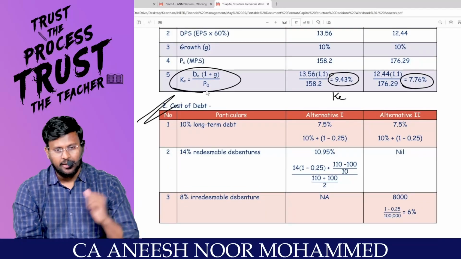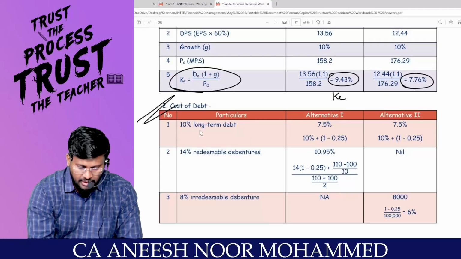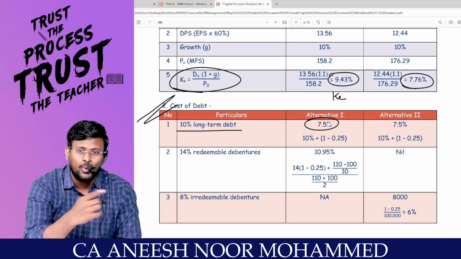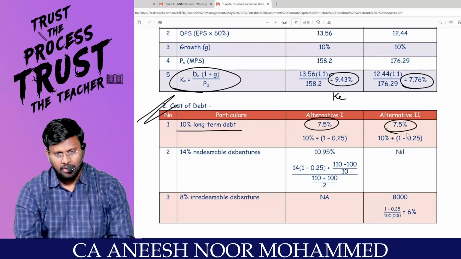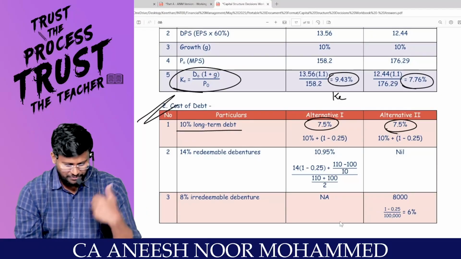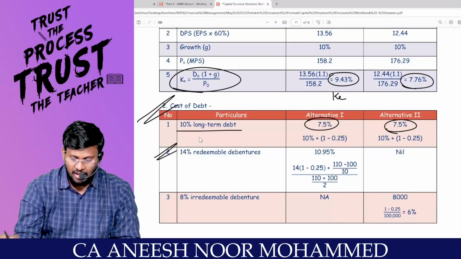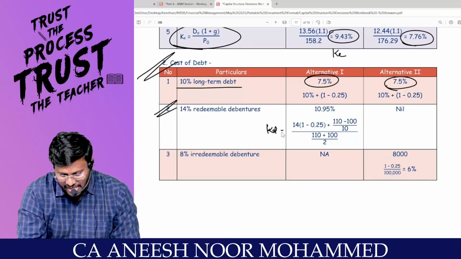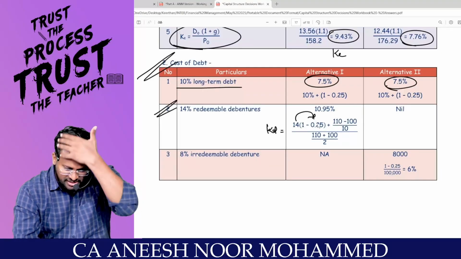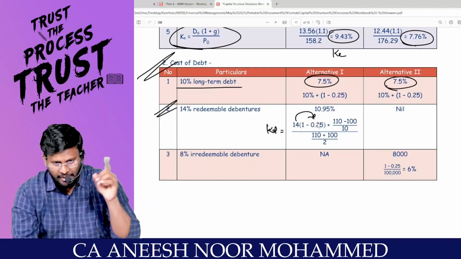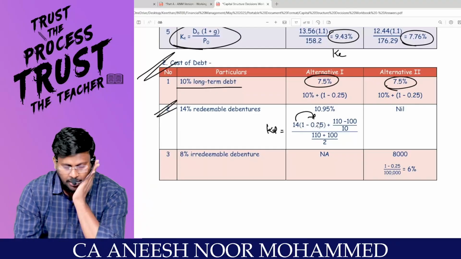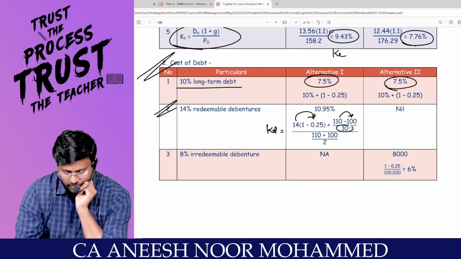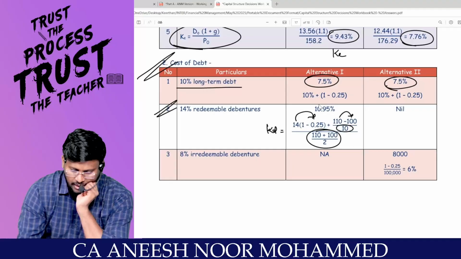Finally, I have to finalize debt. So many debts are there. 10% term debt, easy. 7.5%, which is nothing but I into 1 minus T. The second one also I into 1 minus T, because it is existing only. 14% redeemable debenture, I have to calculate. KD is equal to I into 1 minus T, which is 14 into 1 minus T, plus RV minus NP divided by N, whole divided by RV plus NP divided by 2, into 100. What is RV? 110. NP is 100, life 10 years, average liability. I will get 10.95.